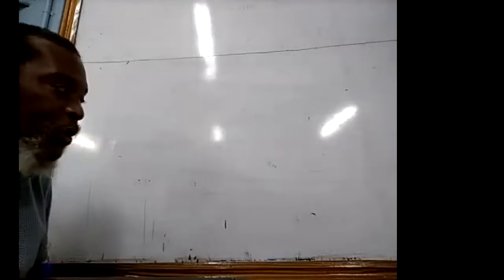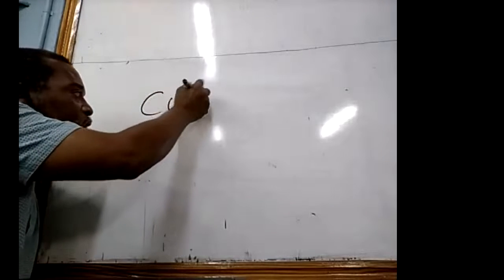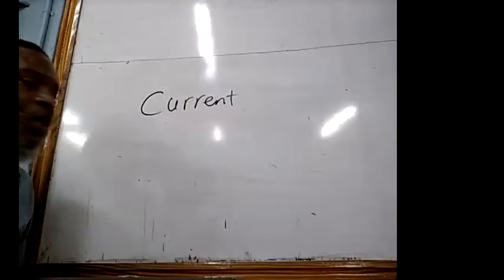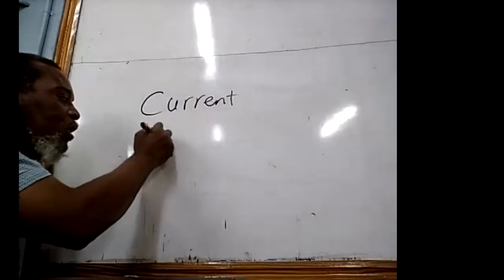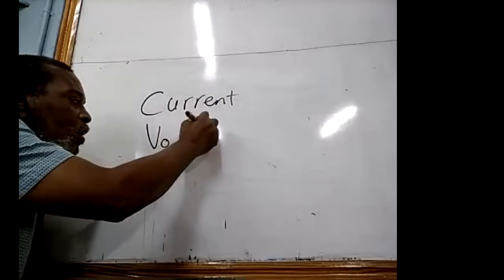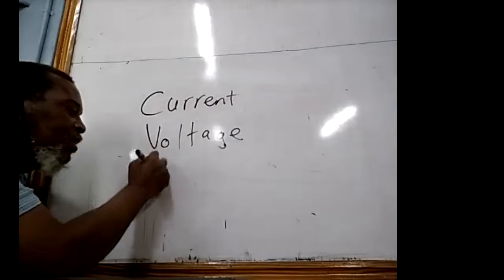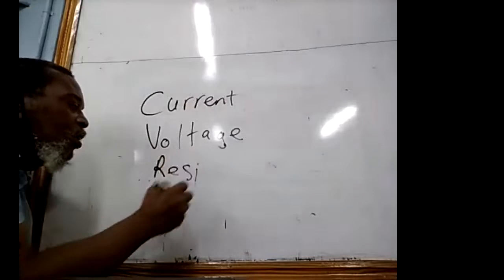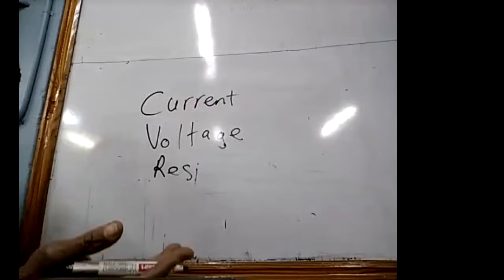So therefore now we have three components that we deal with. We deal with current. And what is current again, people? The movement of electrons, the movement of free electrons. And we deal with voltage. What is voltage again? Anything that causes electrons to move. And we also deal with resistance, anything that has high or low opposition to current.